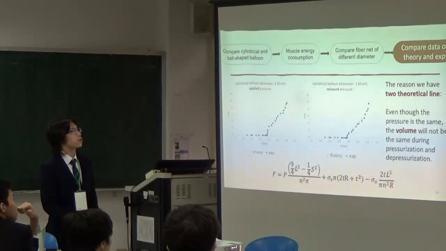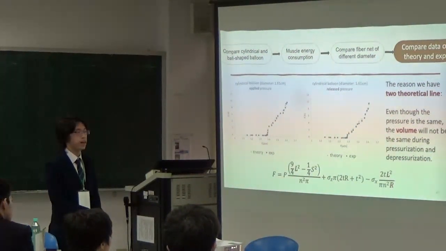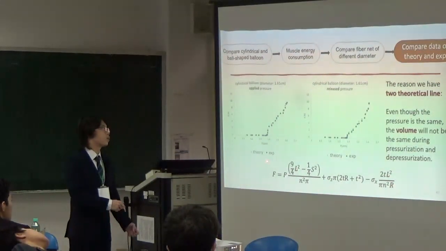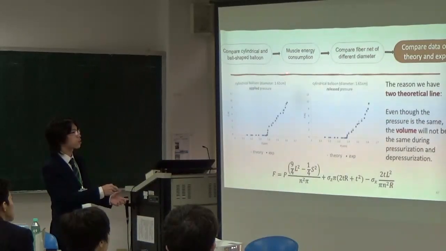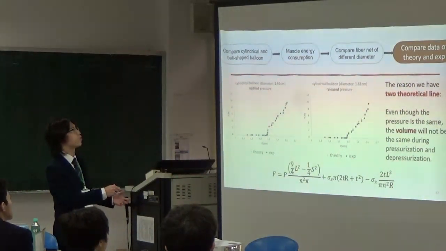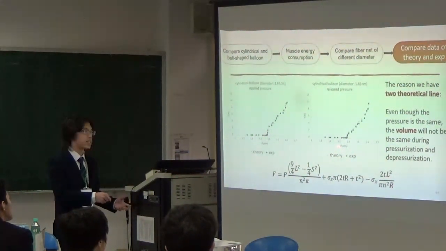And at last, we're going to compare our theoretical data and experimental data. We can see that the 2 lines are very similar over here. We divide the graph into 2 graphs, which are applied pressure and release pressure.